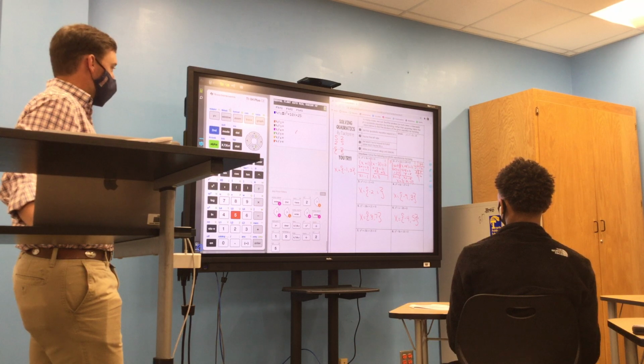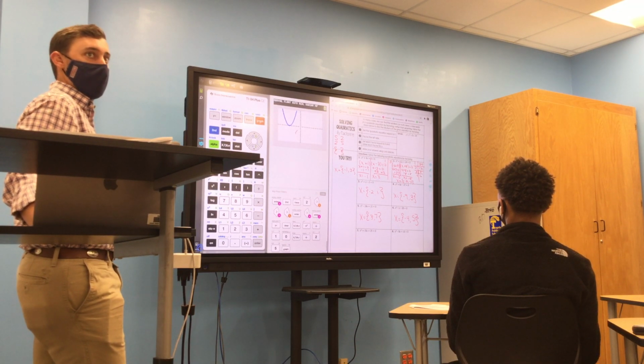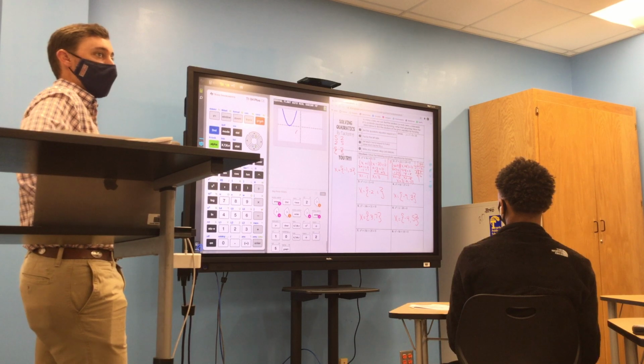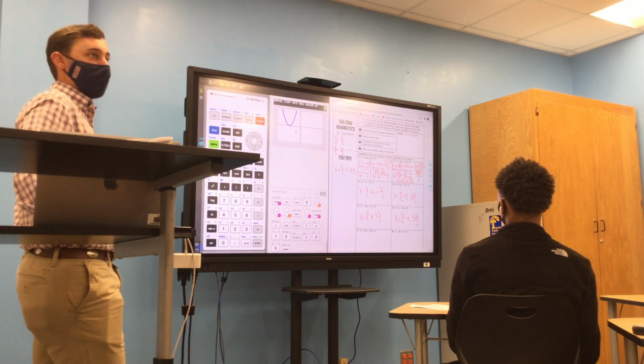Check your graph out. Does your graph look like mine? What do you notice about this graph? How many times does it look like it crosses the x-axis?